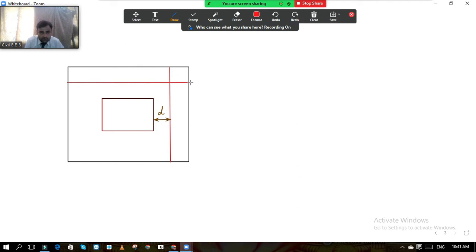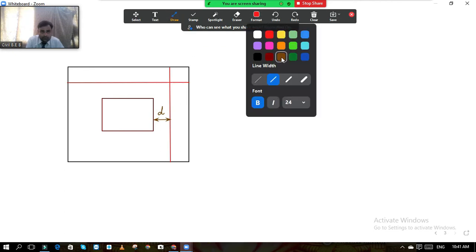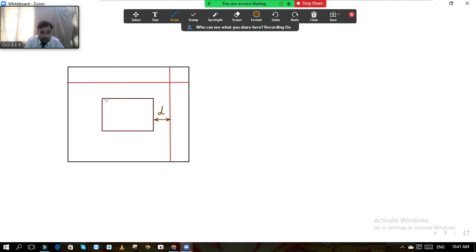So this is the strip, critical section. This is called the horizontal strip, and this is also at a distance d. If you measure this distance, then this is also at a distance d. Okay, this is also at a distance d.